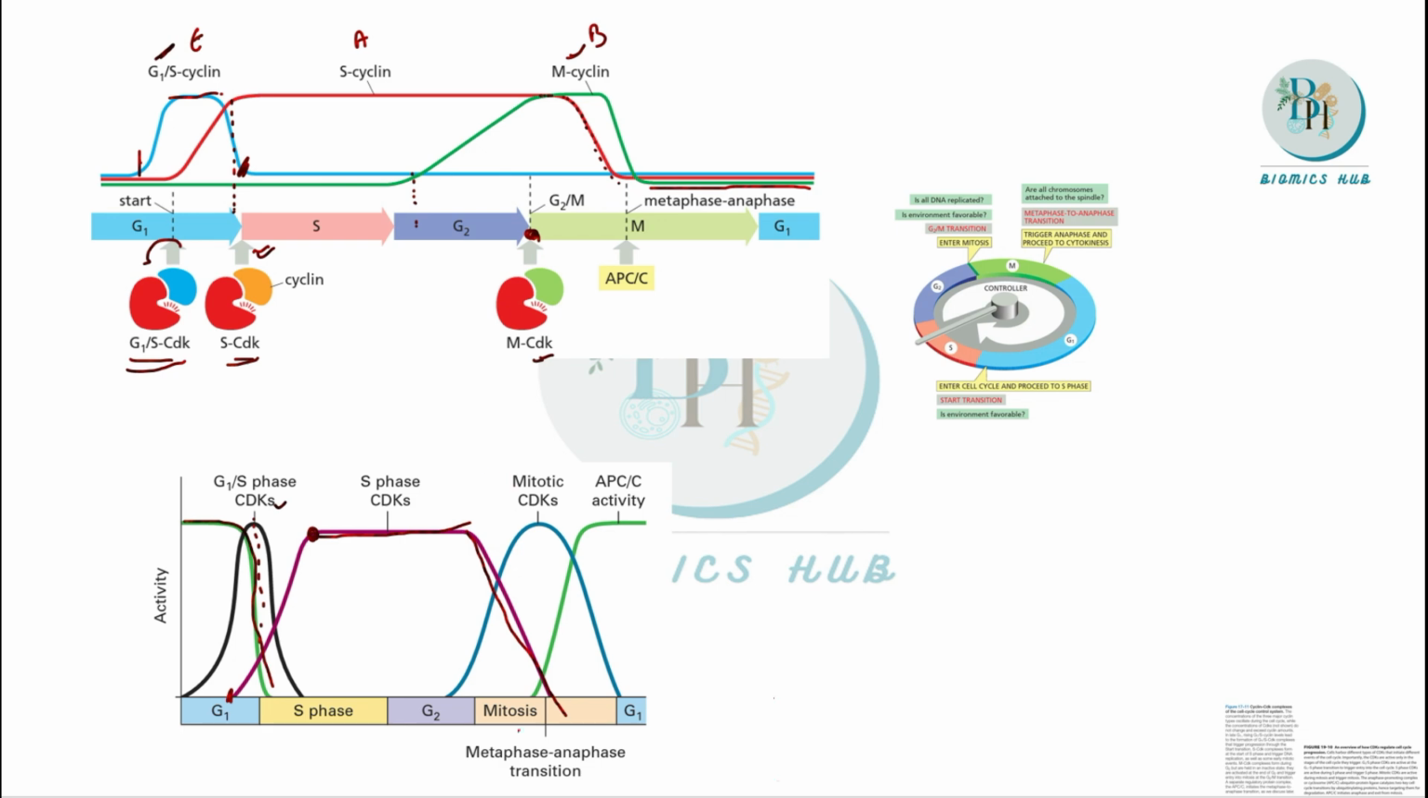Now comes the mitotic CDK. This mitotic CDK is activated in the G2 phase. Here we can see that in the G1 phase the mitotic CDK was present, so this was the elongation of this peak. When everything is ready, the APC, that is the anaphase promoting complex, is also activated in the mitosis phase. This was a graph of the cyclins as well as the CDKs which are activated.